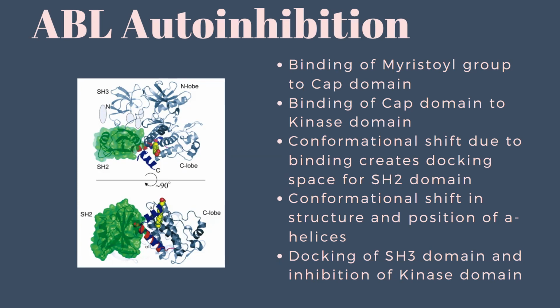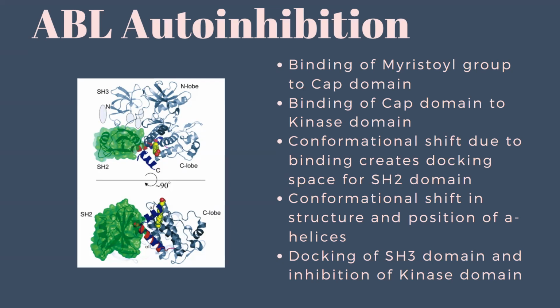Once the SH2 domain is bound to the kinase domain, as the picture shows right there, then the conformational shift in structure happens again. And this causes a 90-degree rotation in the alpha helices. Once the alpha helices are shifted 90 degrees, you'll have a lot of prolines because of the helical breaks that are present in between the different helices.